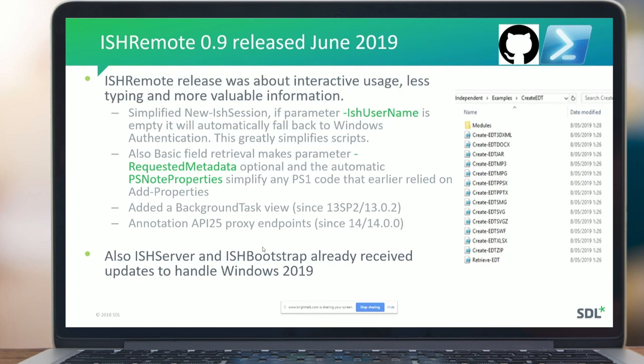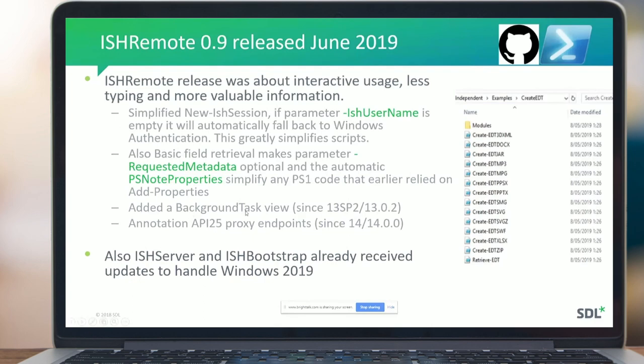In the 09, it was mostly about having an easier way so that you can write your script in a way that it automatically goes from direct authentication over Windows-based authentication. So it does a bit of a fallback, so that one line of new ISA session does the two flavors for you, and you don't have to write five lines of code depending on your authentication setup.